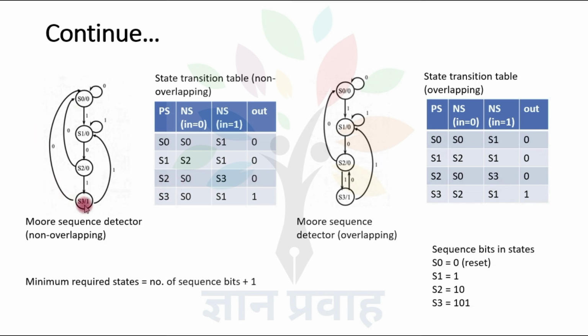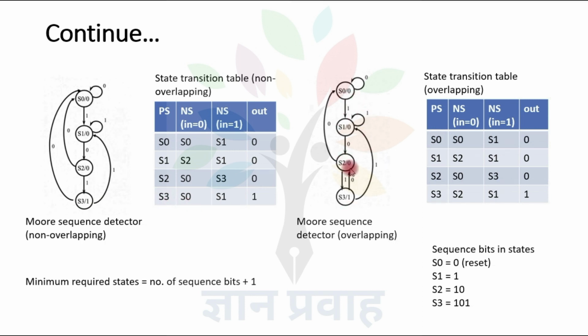At state S3, when the input bit is at logic 0, then the next state will be S0. But when the input bit is at logic 1, then the next state will be S1, and here the output is 1. So the output is 1 for the S3 state.